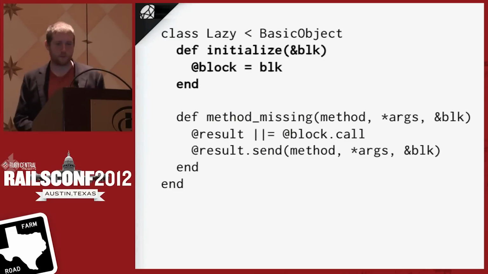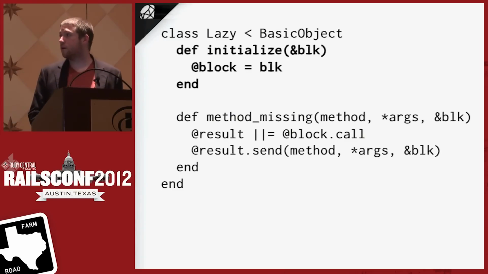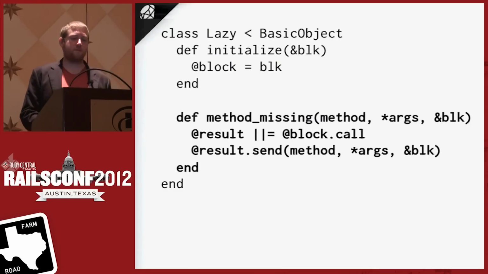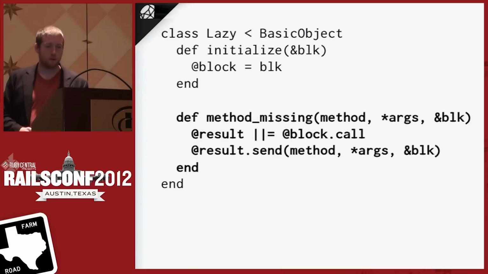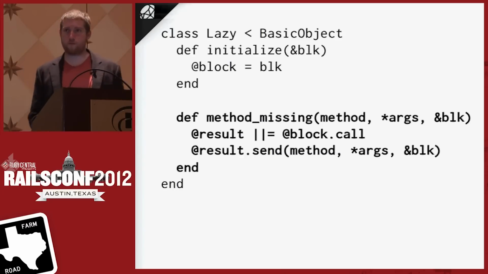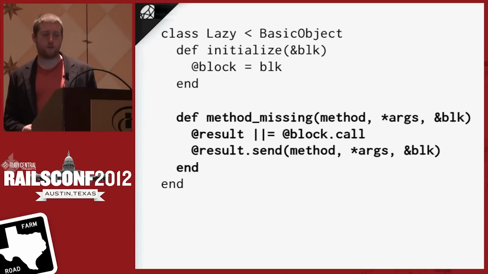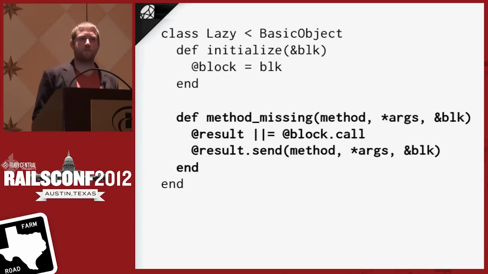7 lines of code. We store the block, and again, this is a basic object. So whenever any method is called on it, method missing gets triggered. Method missing will evaluate the block once, and then send on the method that was called on it. And then in future calls of method missing, it'll just send along the method. And this is very similar to what Active Record does with associations.